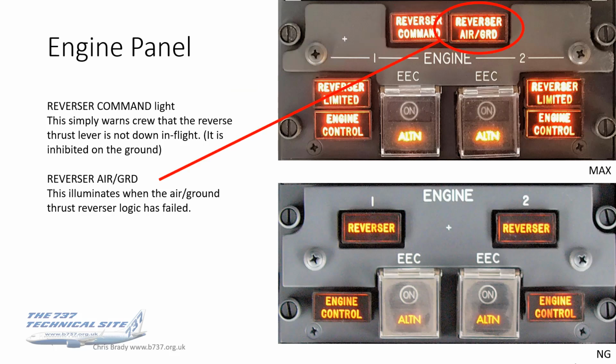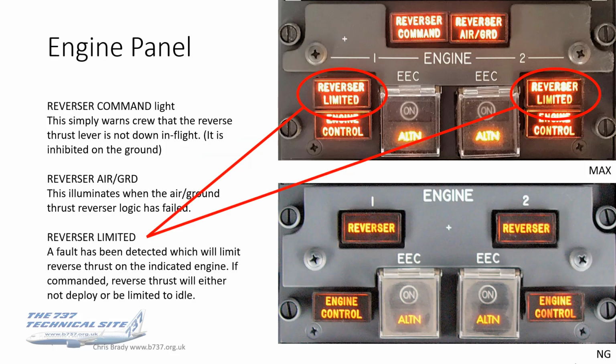The next one is the reverser air ground, and this will illuminate when the air ground thrust reversal logic has failed. I mean, either of these 2 lights are not good news, because they're warning you that there's a potential for reverser selection in flight.